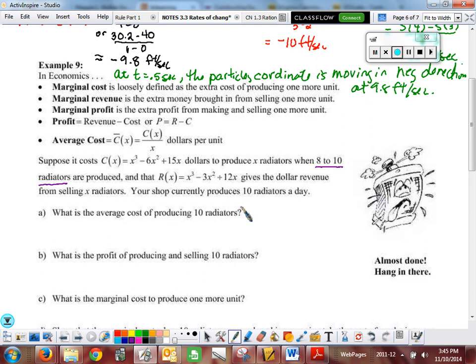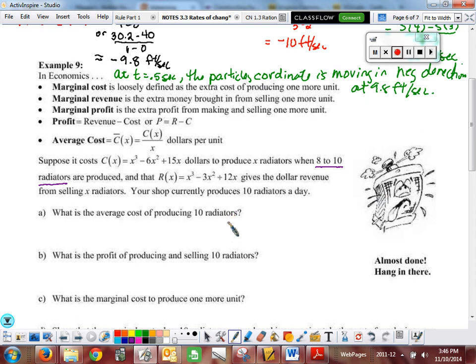So something happens after 10. Maybe right now we have a current setup that can make 8 to 10 radiators every time that we produce it in a day. And that's our idea: if we wanted to produce more radiators, then what we would need to do is have more labor, more equipment, more supplies.